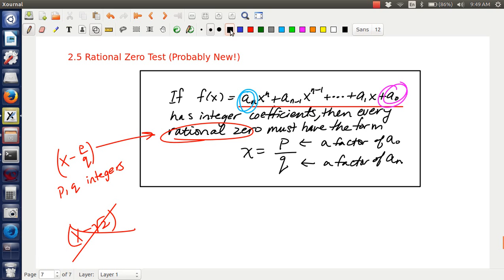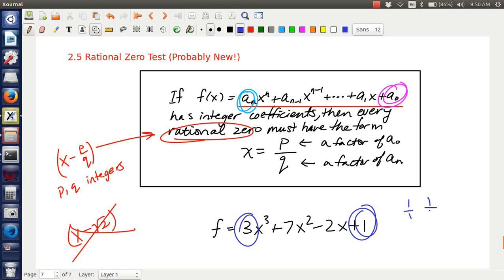For example, if we have f equals 3x cubed plus 7x squared minus 2x plus 1, well, it's a cubic, so it has at least one real zero. But what the theorem is saying is, it's not even guaranteeing that it has a rational zero, but if it has a rational zero, then the numerator has to be 1, and the denominator has to be either 1 or 3. So it could be 1 over 1, 1 over 3, minus 1 over 1, or minus 1 over 3. This does not tell us whether or not any of those are going to work.